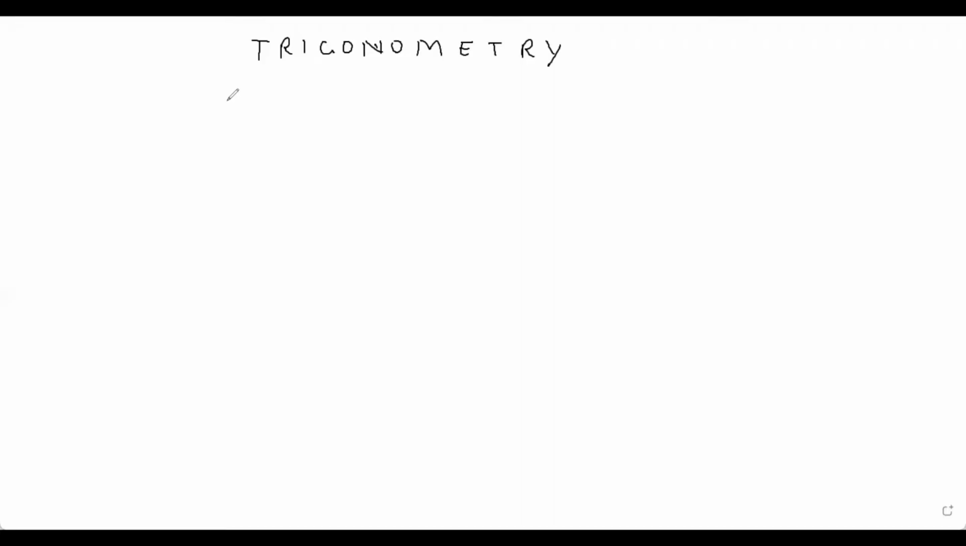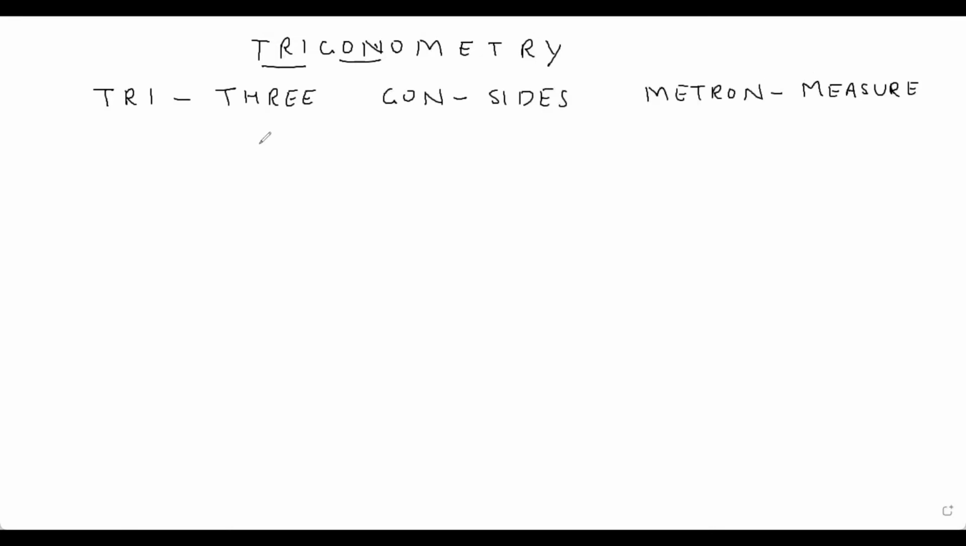Trigonometry is derived from the Greek words tri, which means three, gon, which means sides, and metron, which means measures. A triangle has three sides. Trigonometry is the study of relationships between the sides and angles of a triangle.